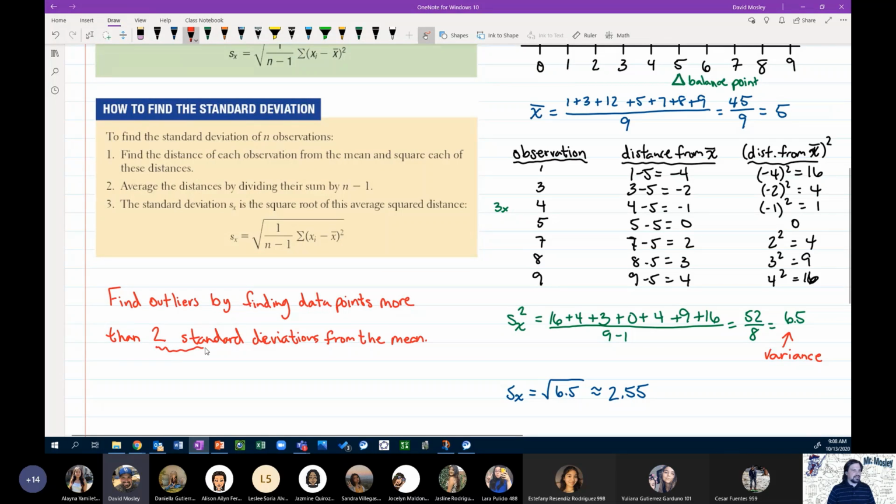So again, the magic number is 2 standard deviations. There are some arguments saying that this isn't a great measure of finding outliers, but it is something that we should be aware of. There are many different ways of trying to determine outliers. We're only going to cover a couple of them.